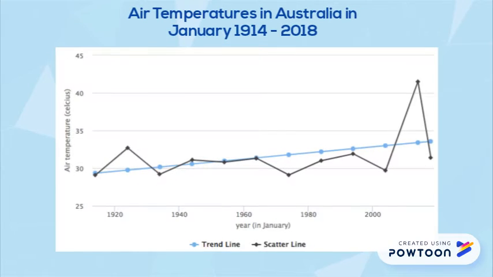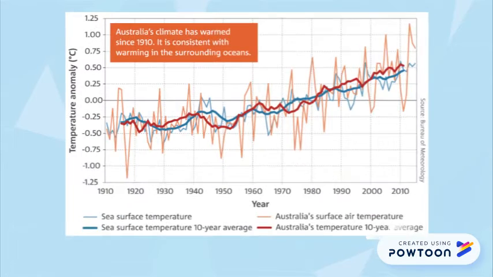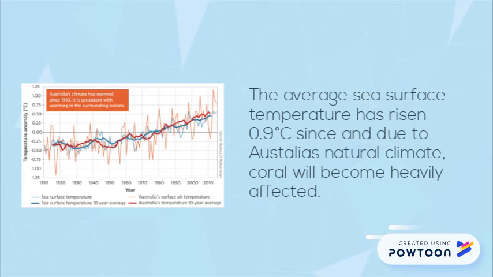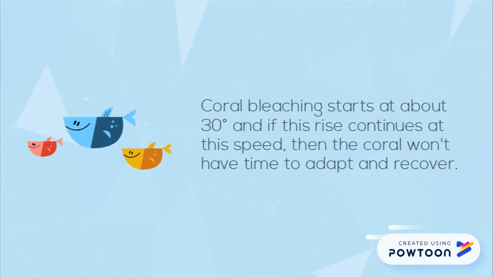These graphs show the gradual rise in temperature over the years since the 1900s. The average sea surface temperature has risen 0.9 degrees Celsius since, and due to Australia's natural climate, coral will be heavily affected. Coral bleaching starts at around 30 degrees Celsius, and if this rise continues at this speed, then the coral won't have time to adapt and recover.